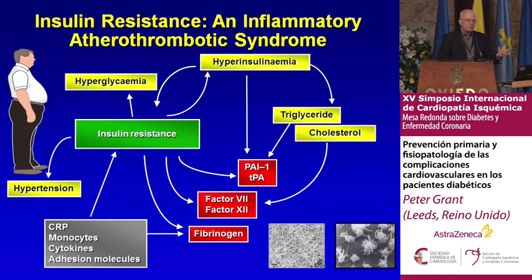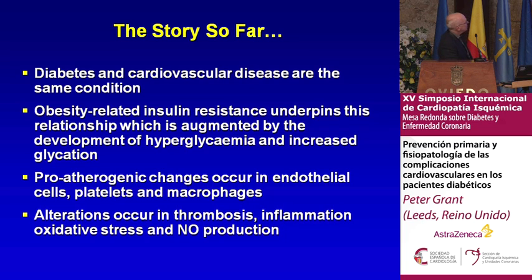So the risk factor levels in our patients are exactly mirroring what's happening in the coronary artery wall, leading to the development of inflammatory atherothrombotic disease in the coronary arteries. This has profound implications for the management and prevention of type 2 diabetes and, of course, the associated coronary artery disease. So the story so far is that diabetes and cardiovascular disease are the same condition, and it's underpinned by obesity-related insulin resistance.